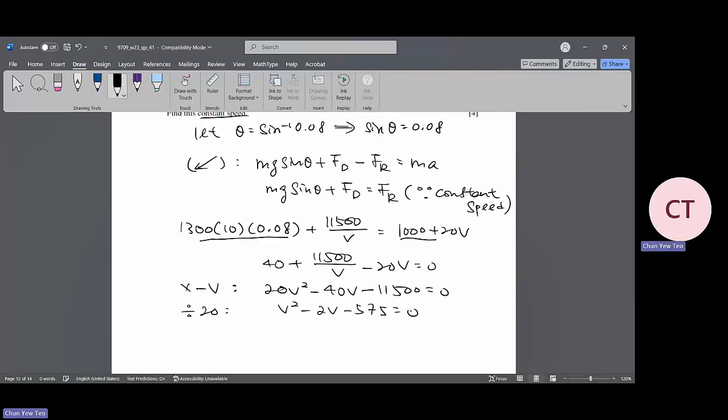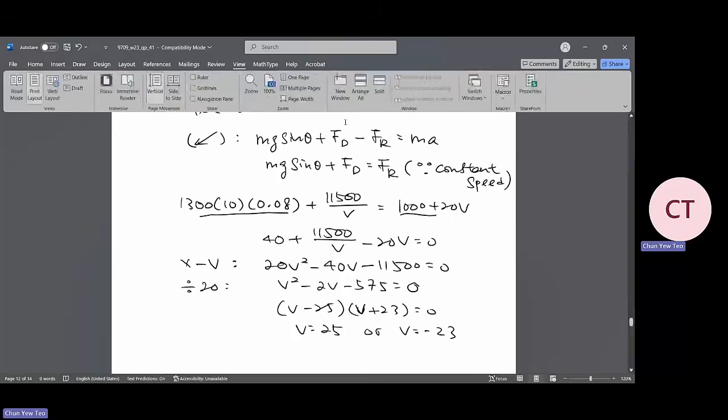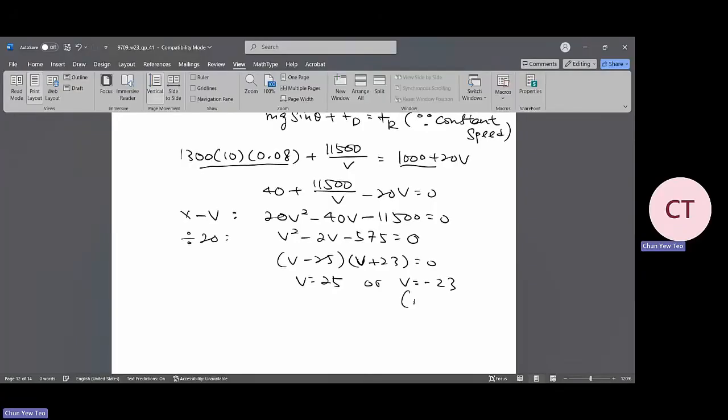You can use your calculator to factorize it. Factorize it like this. So your V is equal to 25 or your V is equal to negative 23. For the negative value, we will ignore it, rejected. So therefore, your V is equal to 25 meters per second. Just like that. Done. This will be the constant speed.